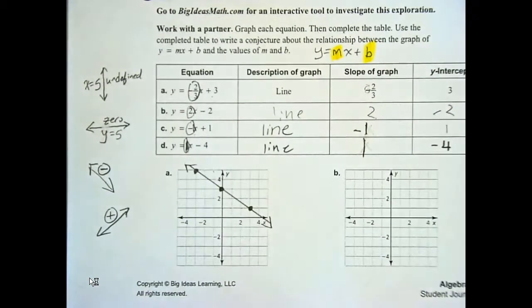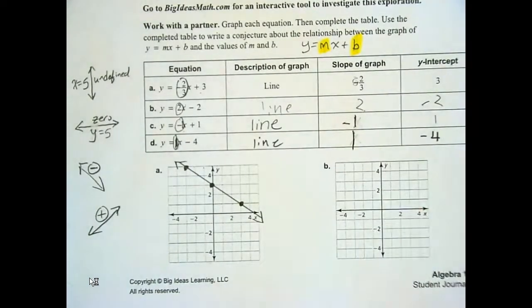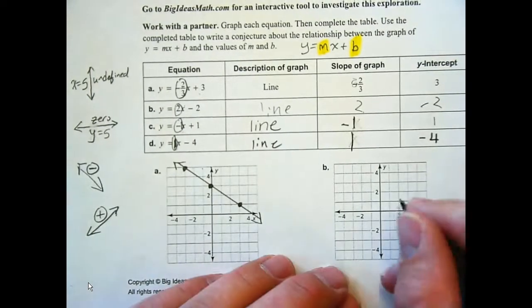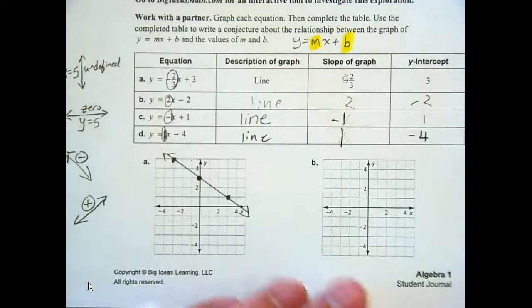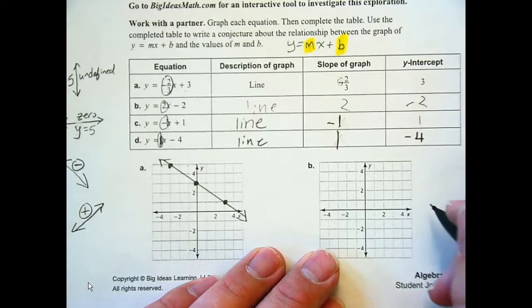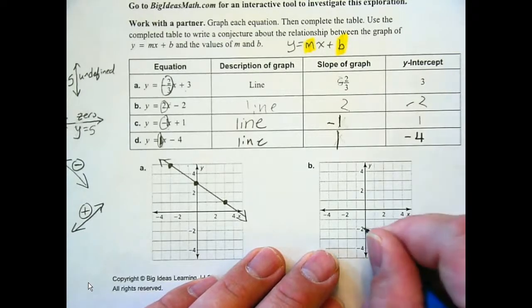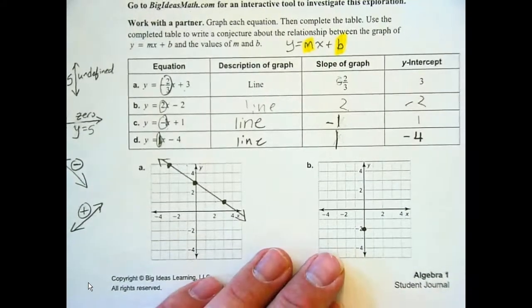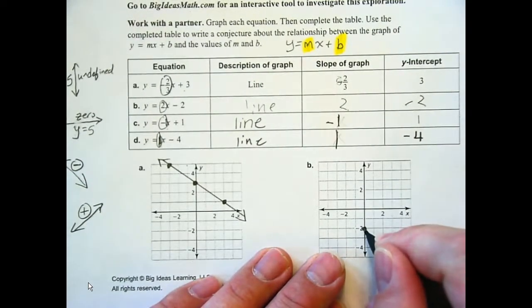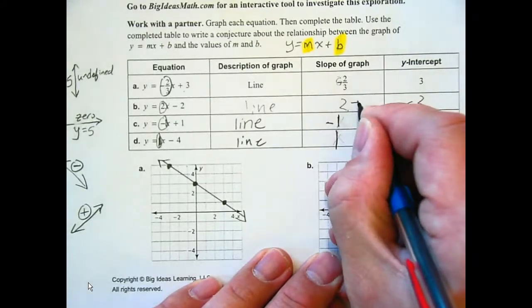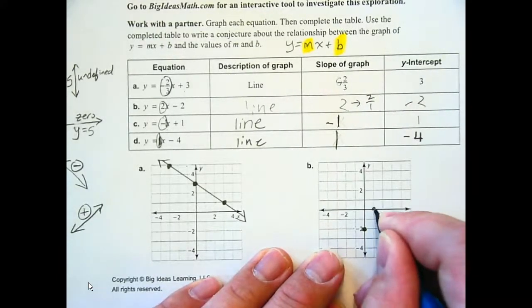All right, let's go for B. Everyone graph letter B on graph B, please. Where's it going to cross the y-axis? Crossing at negative 2. And from negative 2, what am I doing? Good. So this slope is 2 over 1. Up 2 over 1. And we keep doing that.